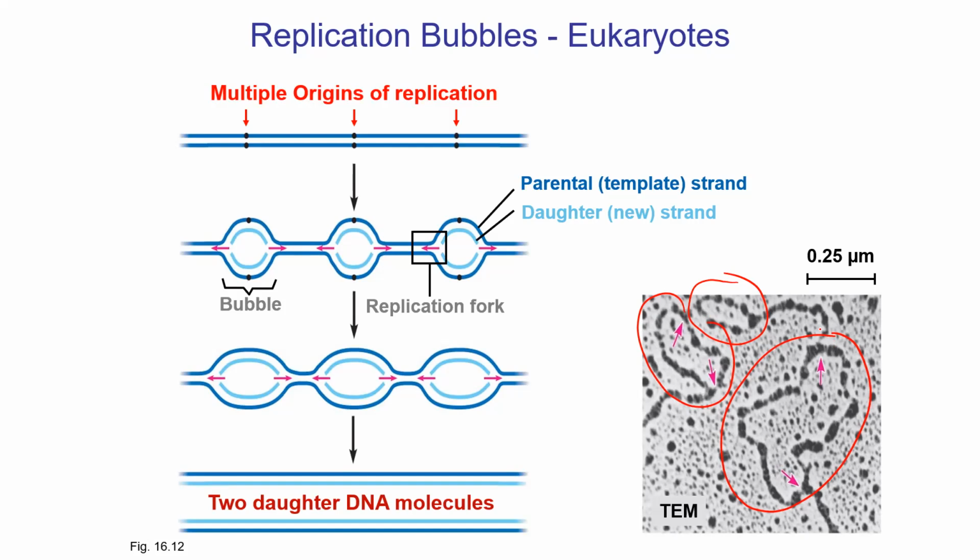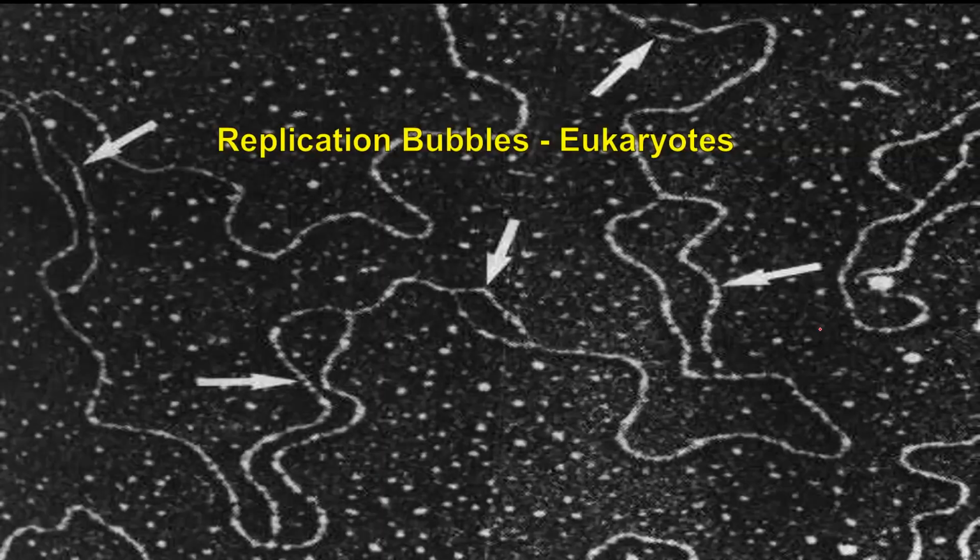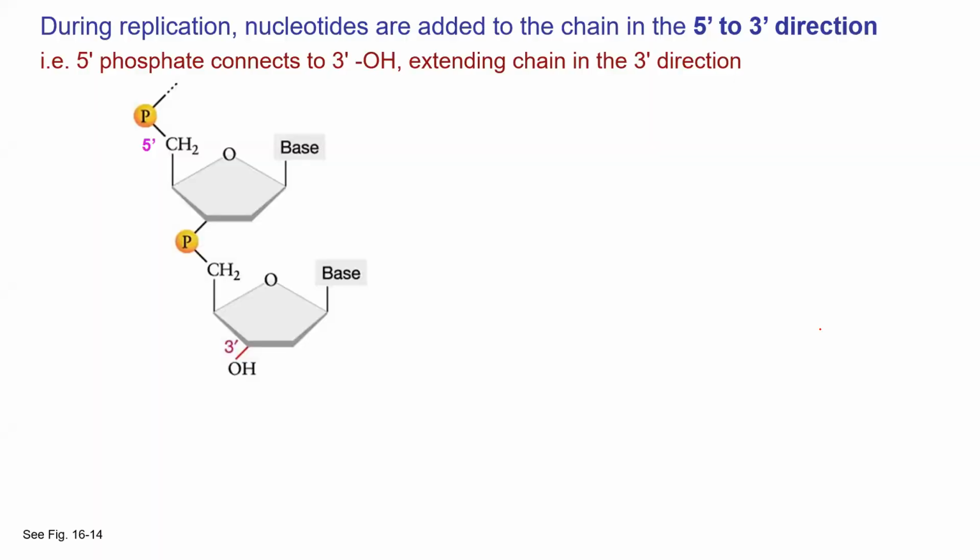Okay, so there's another electron micrograph for you. And you can see, again, a handful of replication bubbles. Okay, so let's get into some more nitty-gritty details of DNA replication.